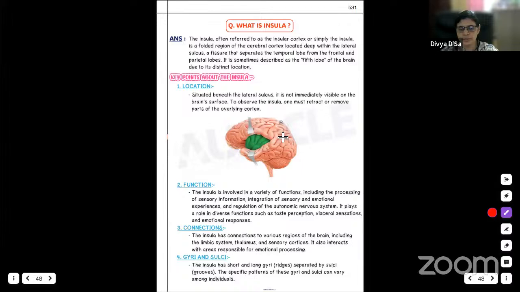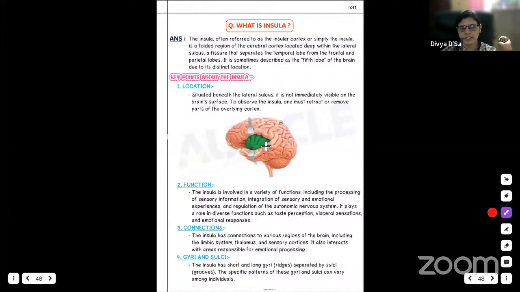Basically, when the neocortex evolved, this portion got buried inside. So it lies deep within the lateral sulcus. So this is retracted here, and we can see this insula. This is sometimes called the fifth lobe of the brain, because it is distinctly located.